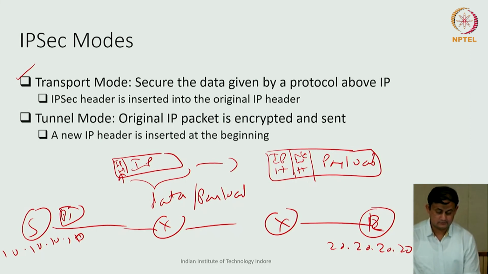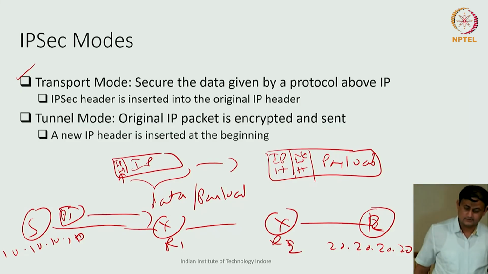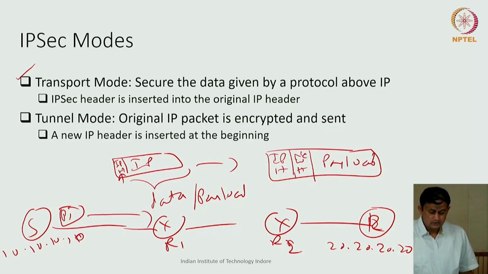So when the packet P1 is received by this router, let's call it R1, R1 can make out who is the sender and who is the recipient, where the packet came from and where exactly it is going. That is possible in the transport mode.